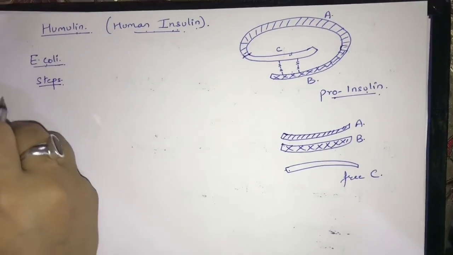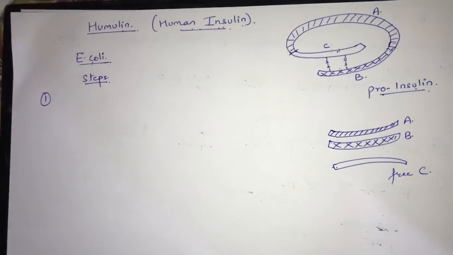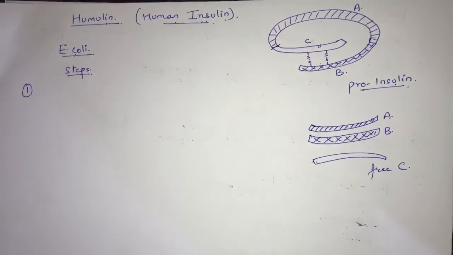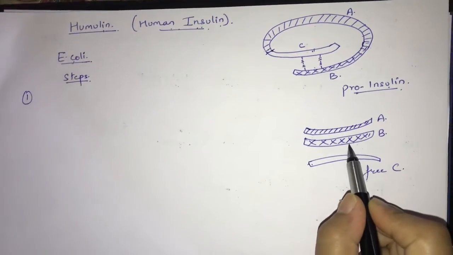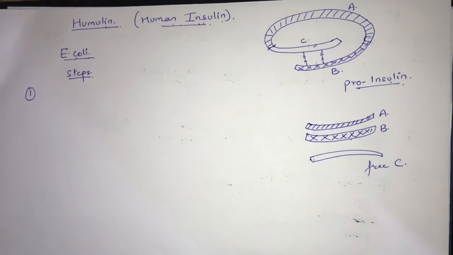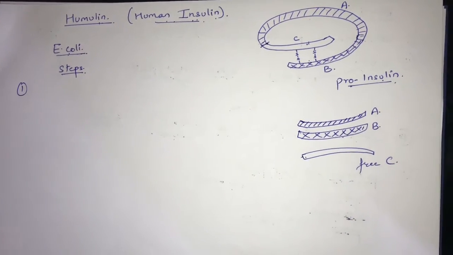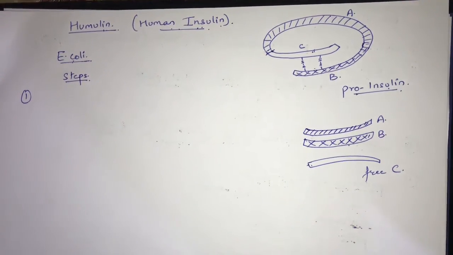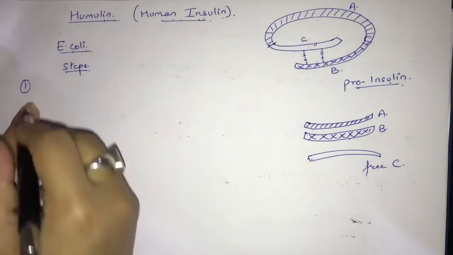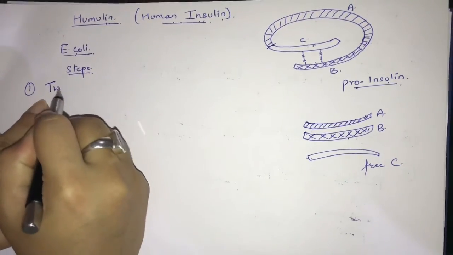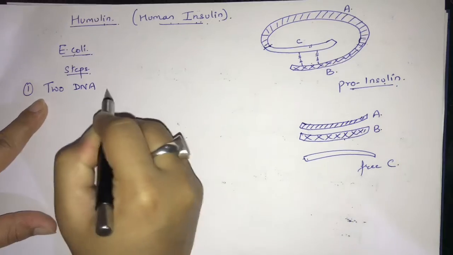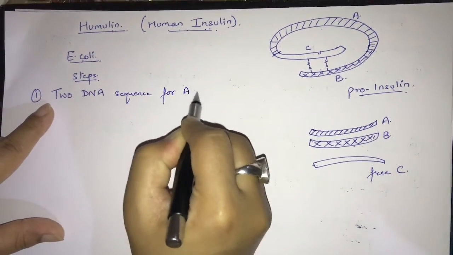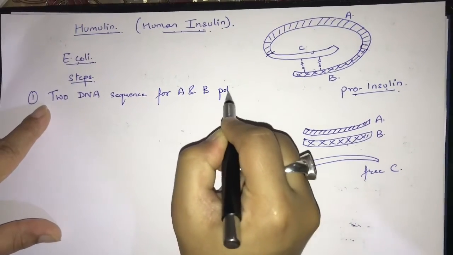Number one is prepare 2 DNA sequences for A and B polypeptide, because before the polypeptide is formed, that long chain of amino acids, at first DNA will be converted to mRNA, and from mRNA only then the polypeptide will be formed. So we need to prepare 2 DNA sequences for A and B polypeptide.